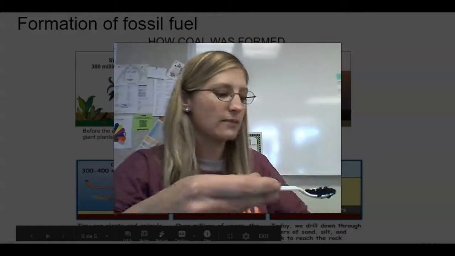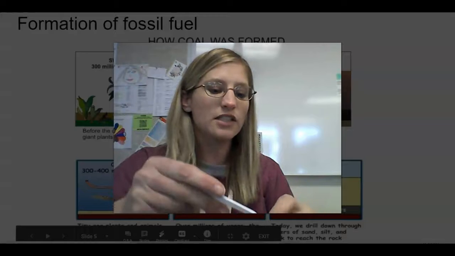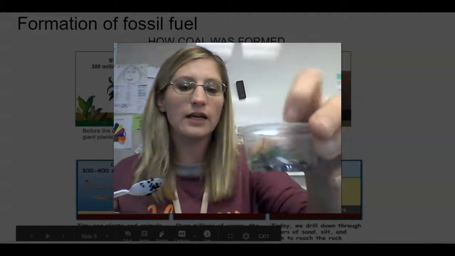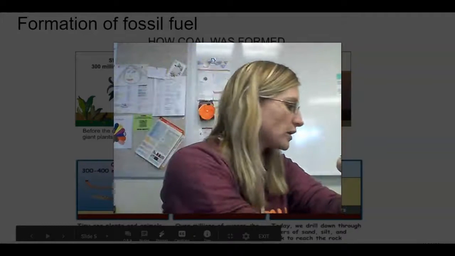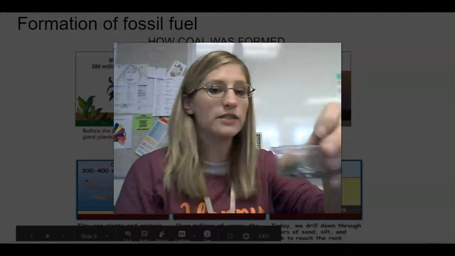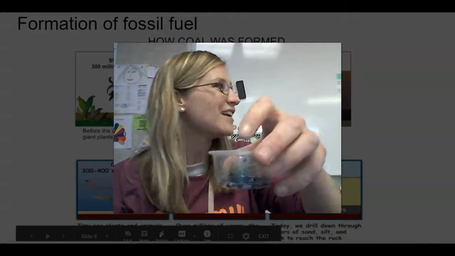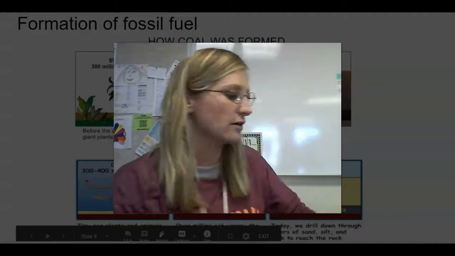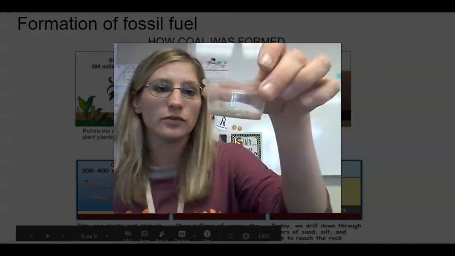And I'm going to go ahead and dump that on here. This is a solid material. So then you have your dead plant, and then you have your coal. And now what we need to do is put sandstone on it. We're going to put sandstone on top, which we're going to use sand for our sandstone today.